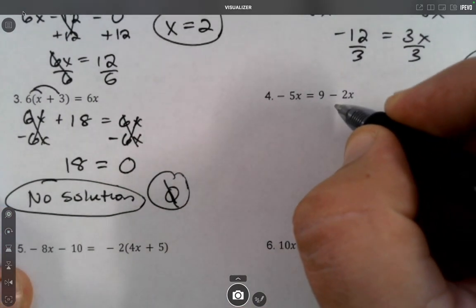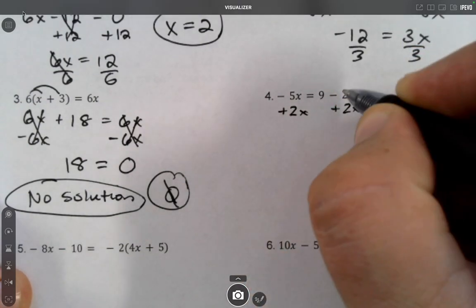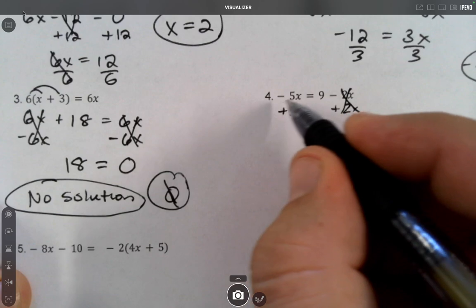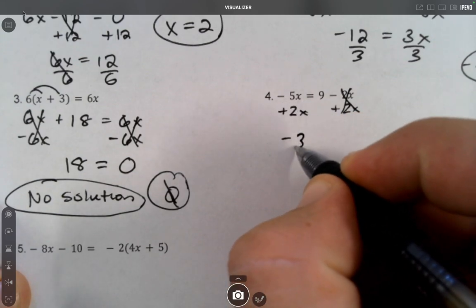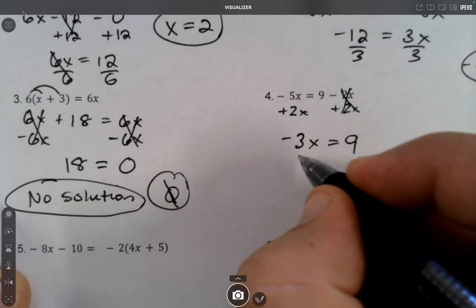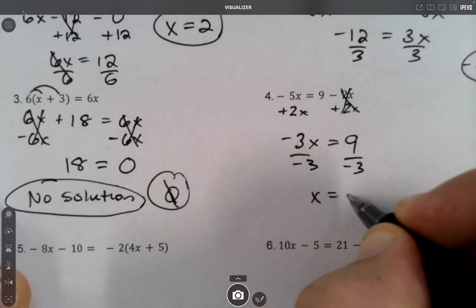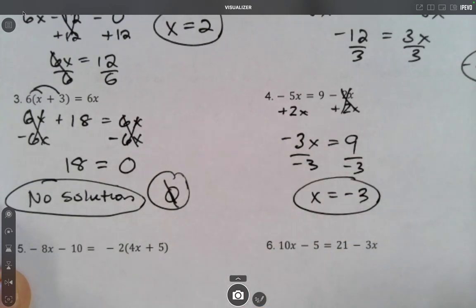Number 4, we need to add 2x to both sides to combine these variables. Negative 5x plus 2x is negative 3x. And then we'll divide both sides by negative 3. We get x equals negative 3 for our answer.